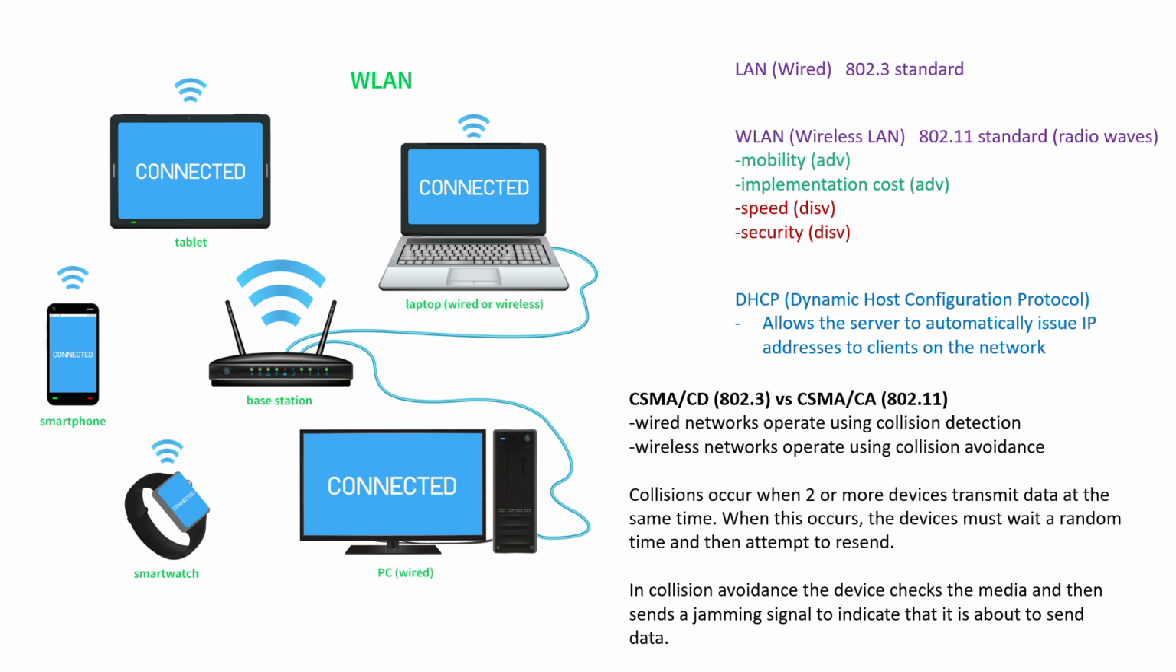And also in terms of implementation cost, it might be a little bit more cost effective because we have fewer components that we're going to deal with in terms of wires, etc. The disadvantage is going to be speed and also security, given the fact that anybody can now hop onto the network if it's not secured properly and be able to get access.